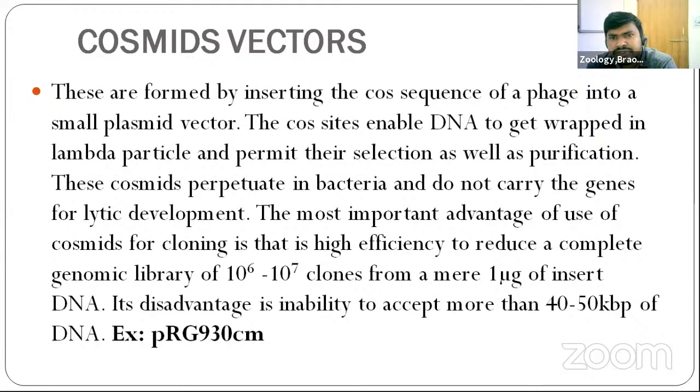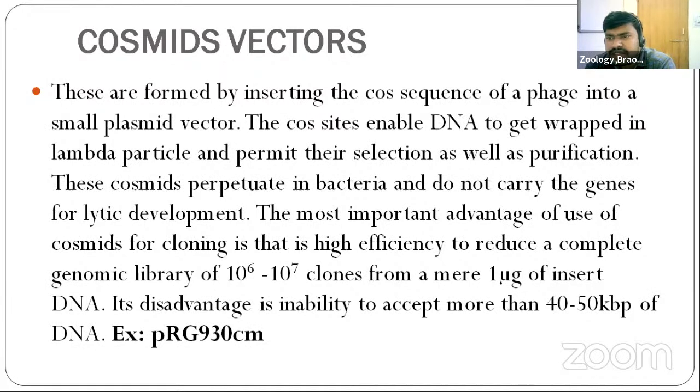And next one is cosmid vectors. It is also very, very important. These are formed by inserting the cos sequence of a phage into a small plasmid vector. The cos sites enable DNA to get wrapped in lambda particles and permit their selection as well as purification. These cosmids perpetuate in bacteria and do not carry the genes for lytic development.